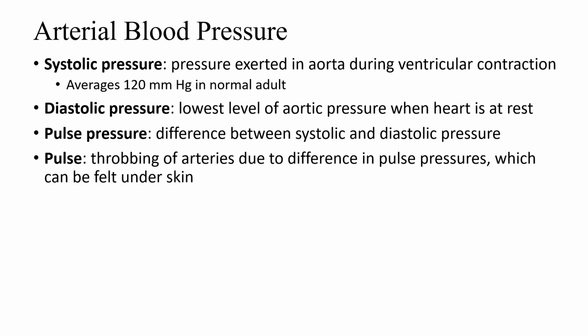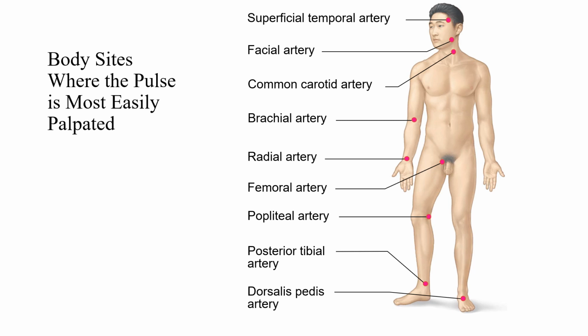The difference between these is your pulse pressure. And then, of course, a pulse, you can actually feel this on yourself. This is the throbbing of the arteries due to the difference in those pulse pressures. And of course, there's many places on the body where you can palpate that. So where most easily palpated: the temporal artery, of course, on the head, the facial artery, the carotid, the brachial, the radial, the femoral, the popliteal, the tibial, and the pedis.